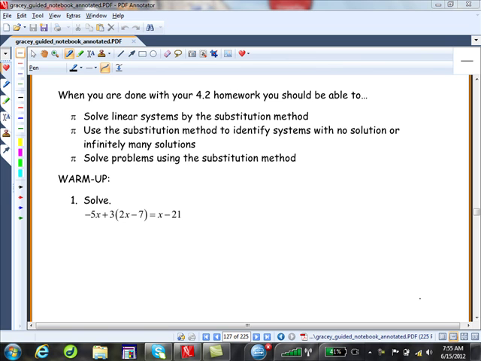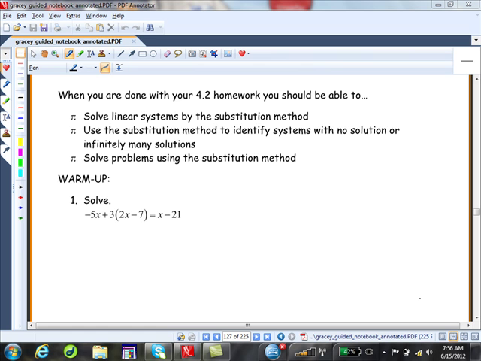Algebra combo text. We will be covering today how to solve systems of linear equations using the substitution method. So last time we learned how to solve by graphing, and this time we're going to learn using the substitution method. So go ahead and warm up.